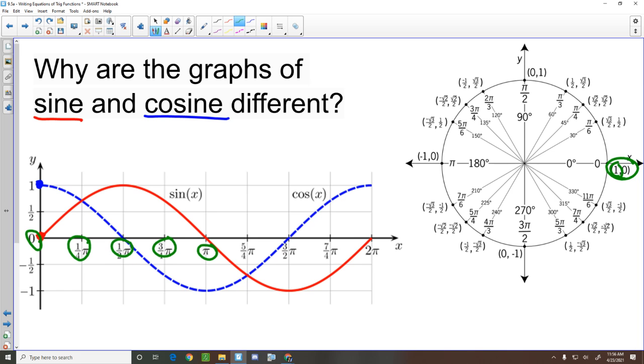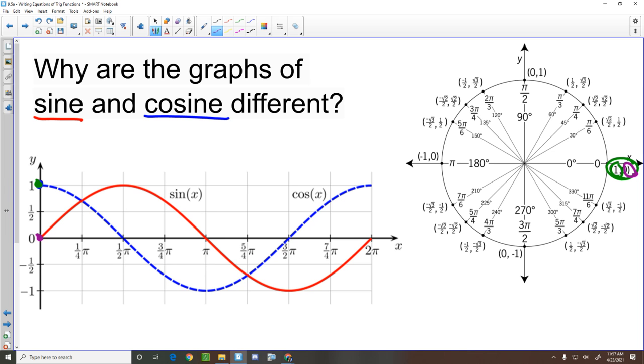Cosine is 1 at 0. That's why here the cosine graph starts at positive 1. Because if you actually typed into your calculator the cosine of 0, you get 1. The sine, if we look at that, the sine of 0 is 0. If you type sine of 0 into your calculator, you get 0 because the y-coordinate at 0 is 0. And so our graph of sine starts at 0. So on the unit circle, cosine starts at 1, sine starts at 0.